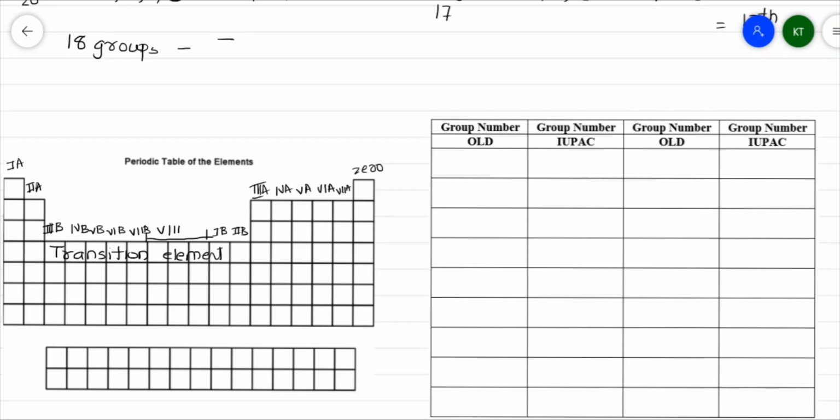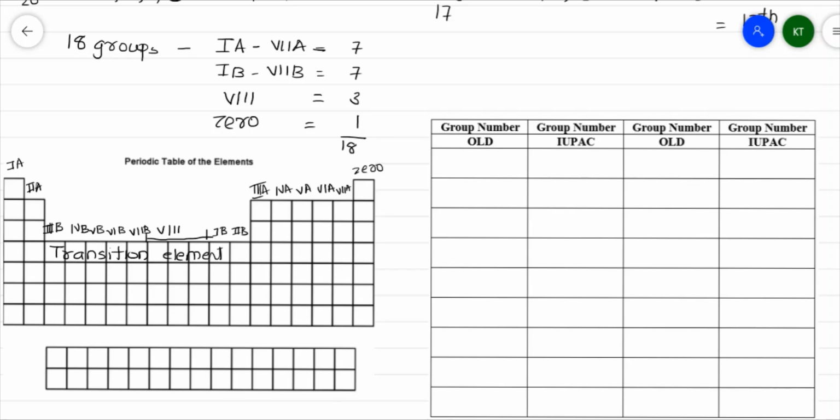These have been given Roman numerals. 1A to 7A, that is 7 vertical lines. Then 1B to 7B, another 7 vertical lines. The 8th is not divided into any subgroup, but it has 3 vertical lines. And then I have the 0 group, which has 1 vertical line. So that becomes 7 plus 7, 14, plus 4, 18. Now, this AB notation is the old system.